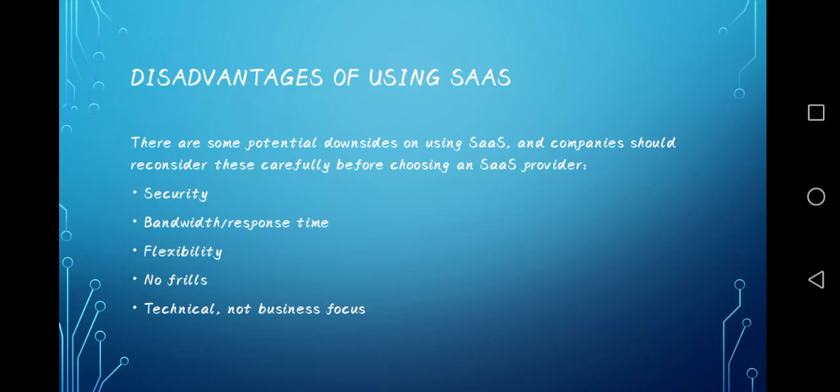Technical, not business focus. SaaS focuses on the individual software of the customer and its users. So the customer will need to define the business process and make configuration decisions because SaaS may not have sufficient business process knowledge. SaaS is not focused on business because it's not covered by the software or not included in the system.